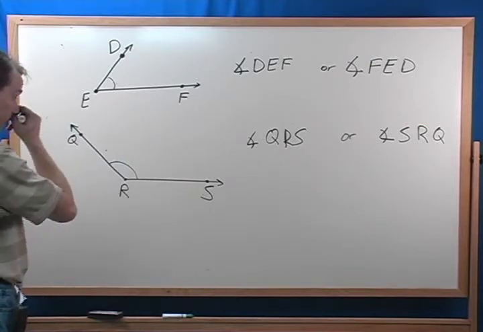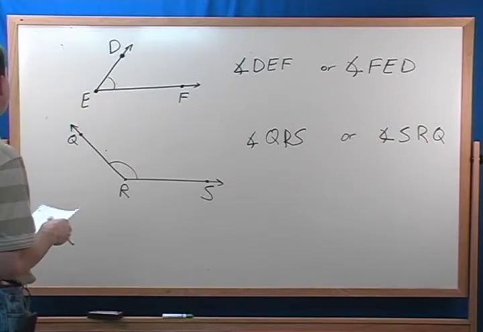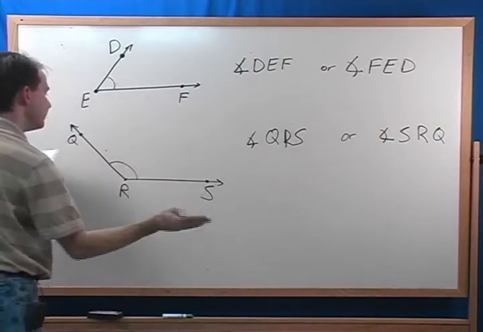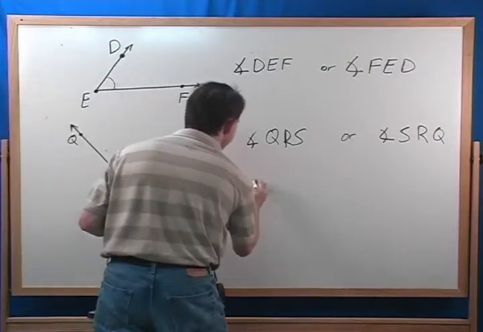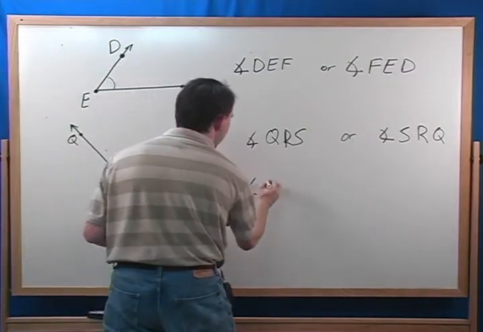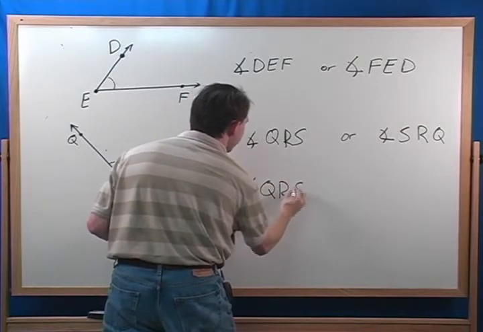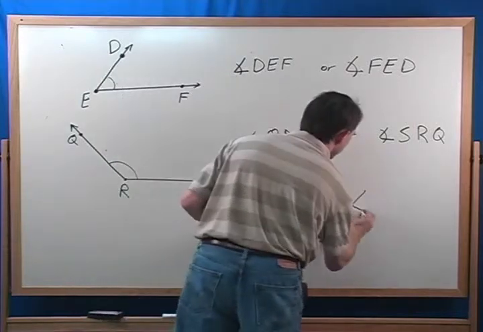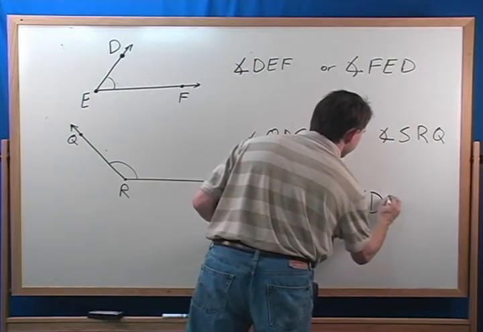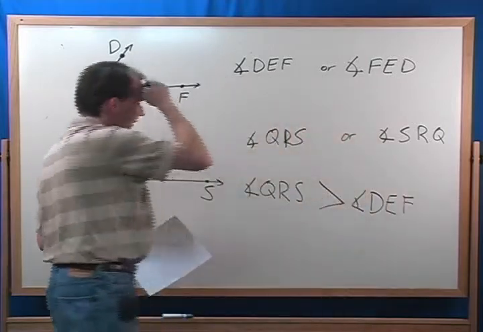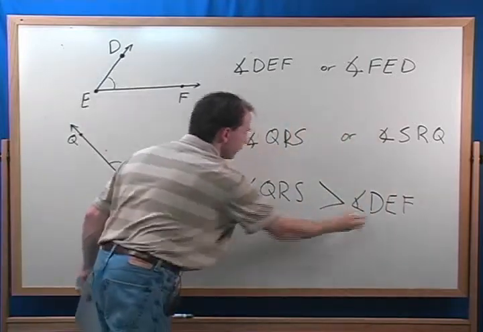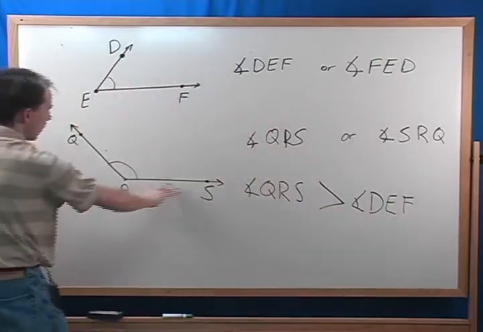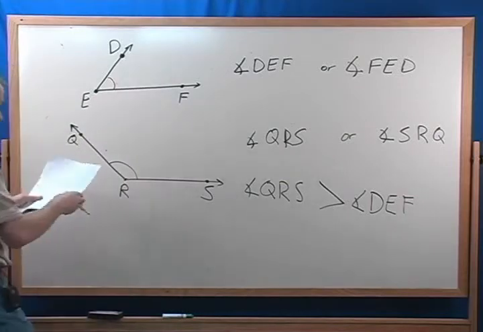Now let me ask you this. Which of these two angles do you think looks bigger? I think we just talked about that. This angle is bigger than this one because it's more open. That's all that means. So if you wanted to write that down, you'd say angle QRS is greater than, just like any old greater than symbol, angle DEF. So this is just like the statement 5 is greater than 2, or 10 is greater than 3. So angle QRS is greater than angle DEF. That's all you're trying to say there.